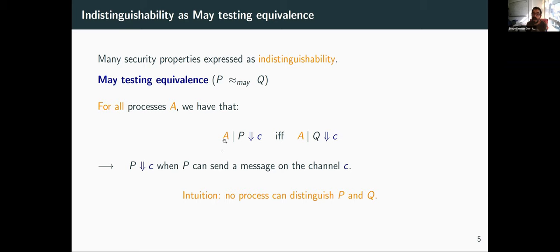So what I'm saying here is that A in parallel with P behaves exactly in the same way as A in parallel with Q, and behaving in the same way is here modeled by what is called a barb, by the ability of a process to send a message on channel C. So intuitively, if A believes that he's in the presence of P, he should send a signal or message on channel C. And the property says that, even in the presence of Q, he will send a signal on channel C at exactly the same moments. So the intuition is that these processes cannot be distinguished by an arbitrary program A that I can write in my language.